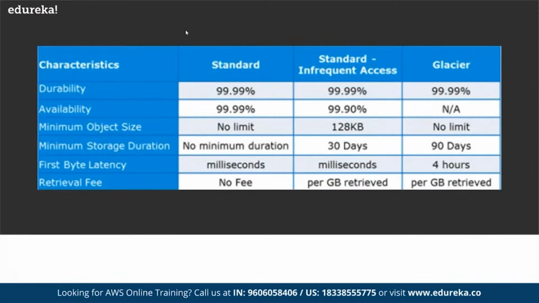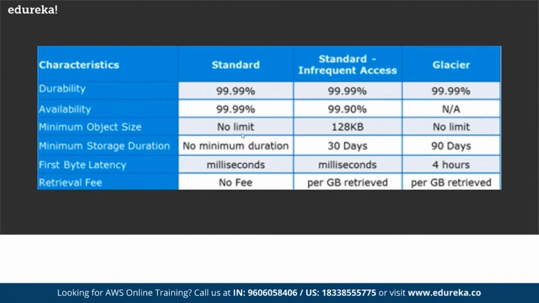And as we have seen here, now the durability, each and every service is highly durable, but in terms of availability, here it is available 99.99% of time. Here the infrequent access is available 99.9% of time, and Glacier is not available because here we have to manually request the retrieval of data. That's why it is not available, right?